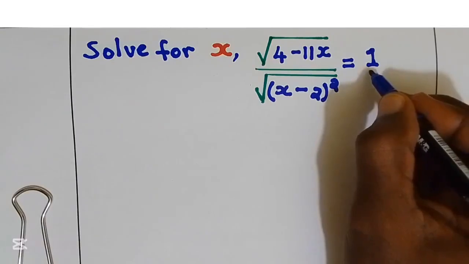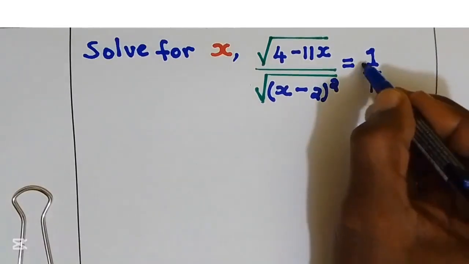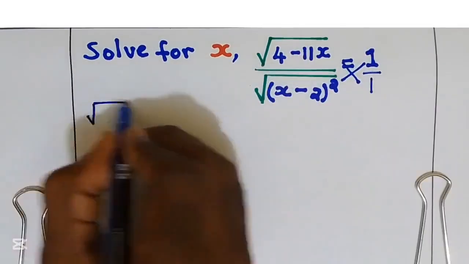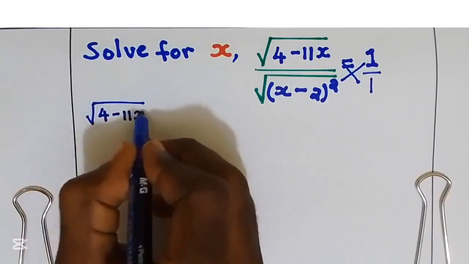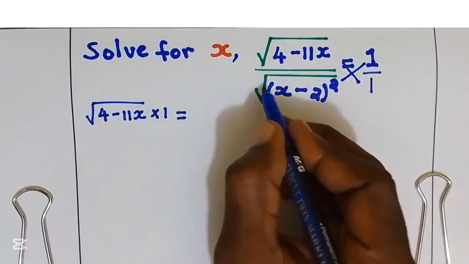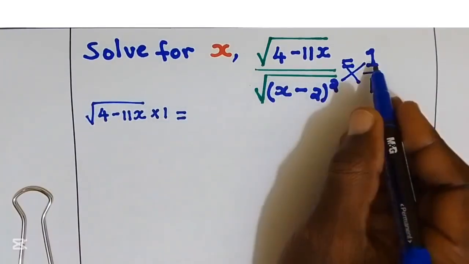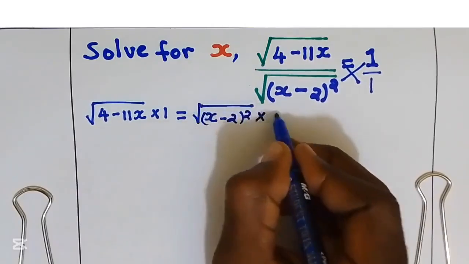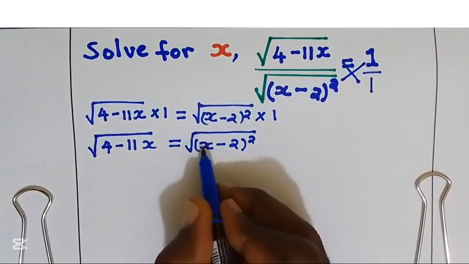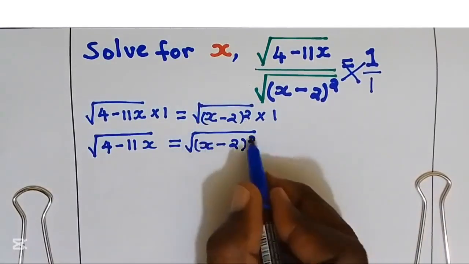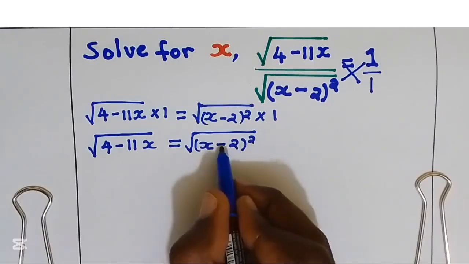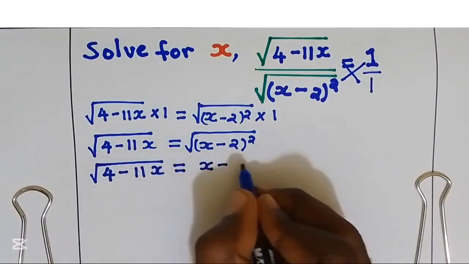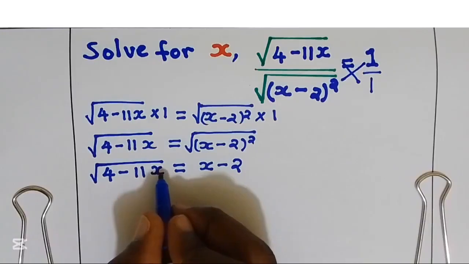First, I'm going to put the right-hand side as over 1. Then I'll cross multiply: the square root of 4 minus 11x multiplied by 1 is equal to the square root of (x minus 2) squared multiplied by 1. The square root of x minus 2, in the bracket, squared is the same as x minus 2. This is equal to x minus 2. I'm going to square both sides.